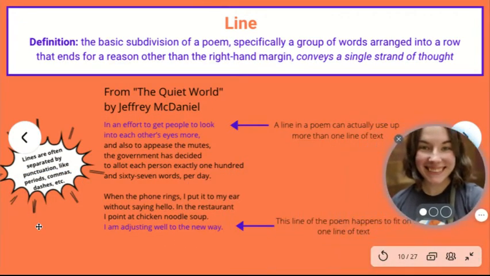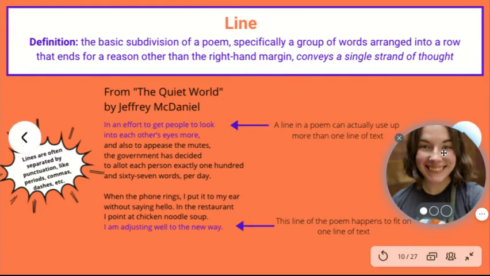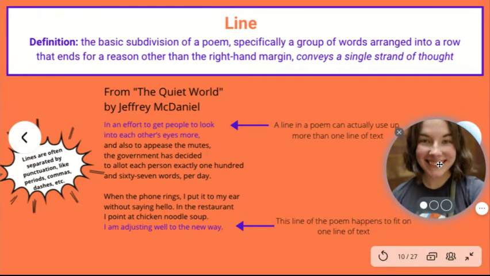So a line can be defined in poetry as the basic subdivision of a poem. It's specifically a group of words arranged into a row that ends for a reason other than the right-hand margin, and it conveys a single strand of thought. That's a lot wordier and probably more confusing than me actually just showing you examples of lines. So let me do that here. This is the beginning of the poem I just showed you in the last slide.